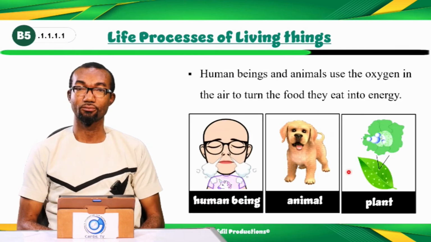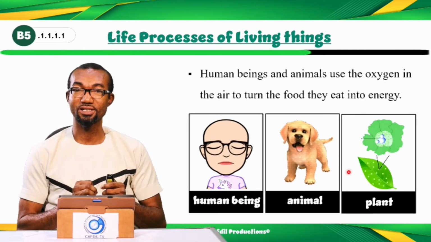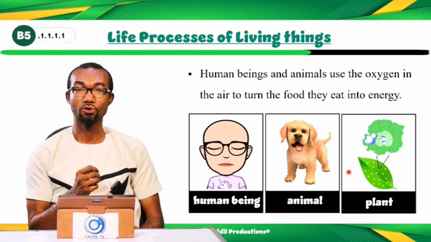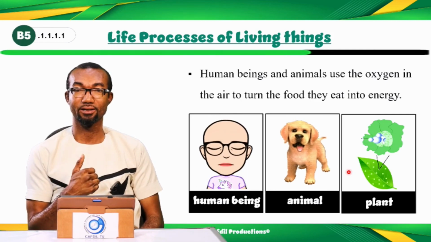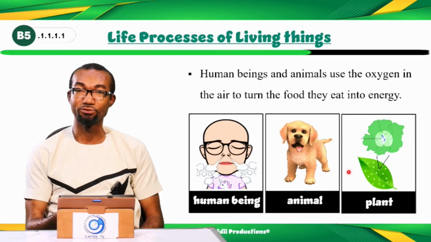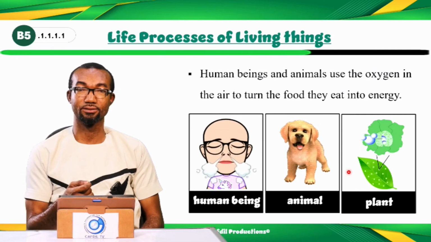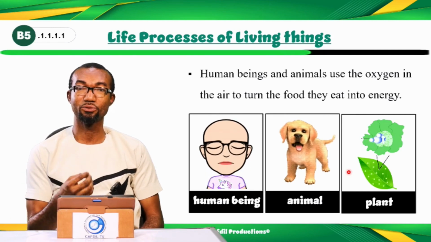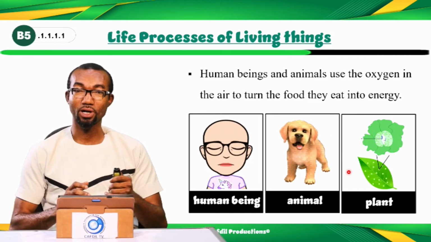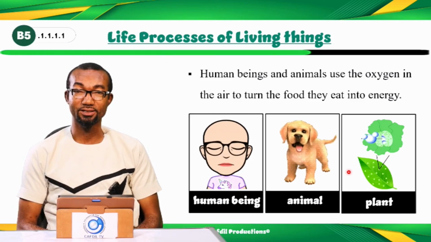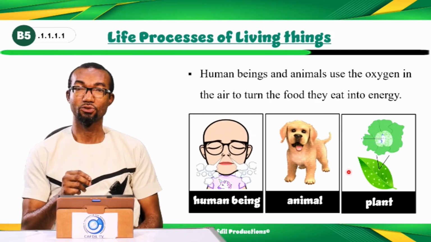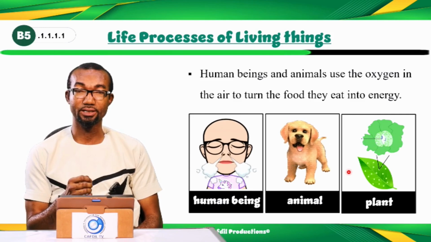Good. Human beings and animals use the oxygen in the air to turn the food they eat into energy. So we don't just take in the air when we breathe. It also helps to turn the food we eat into energy, so that we can walk about and do our normal activities. So human beings and animals use the oxygen in the air to turn the food they eat into energy.